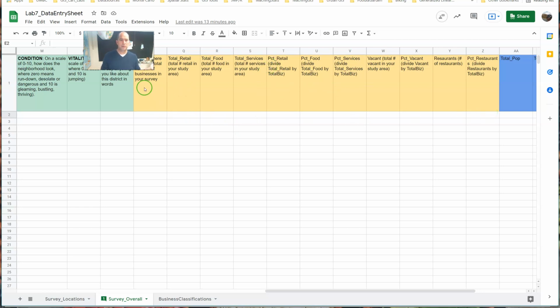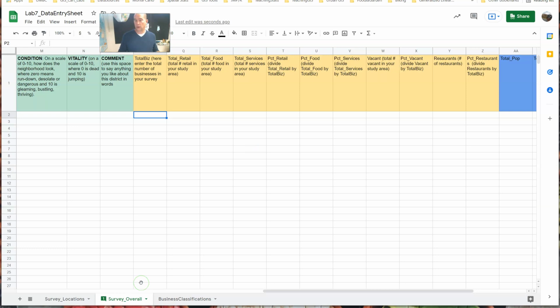So I'm saying, how many businesses did you survey? Well, in this study area that I'm using as an example, 34. And so I return to my data entry sheet and type in 34. In other words, you are going to populate this entire row of this data table. These orange things are all things that you gather from your actual observations.